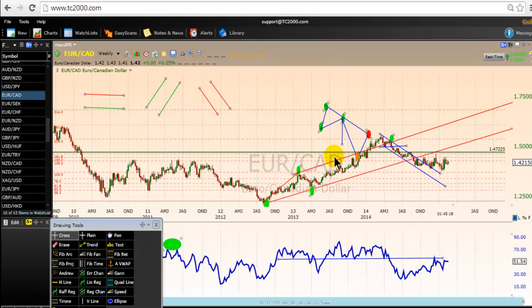So this is a hidden key level, all right? And the price is retesting here. Good. So we have a resistance zone, and we have a bearish setup at a resistance zone.